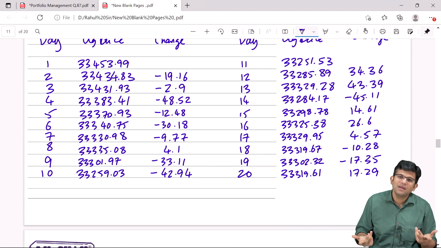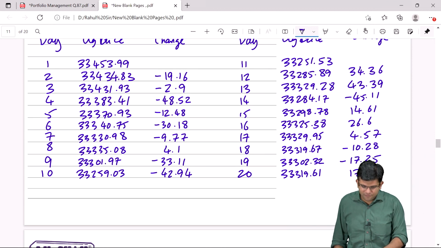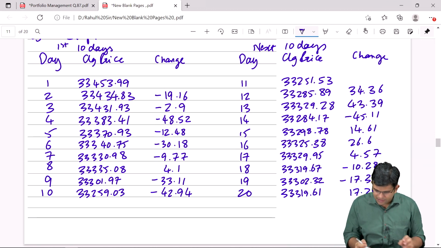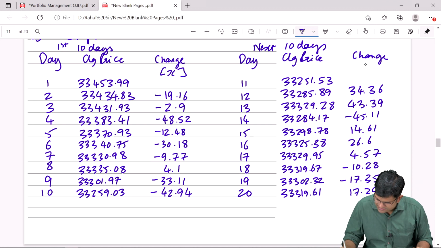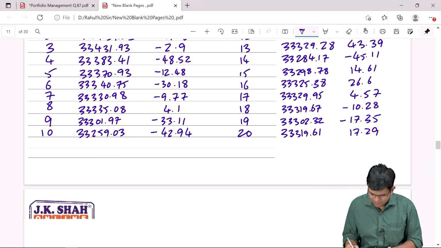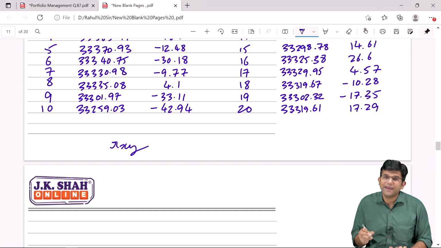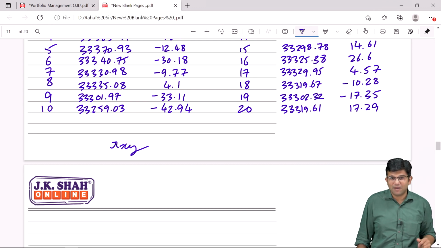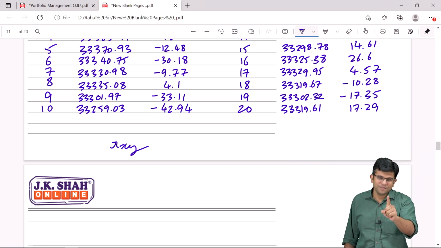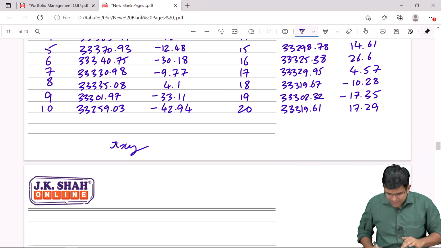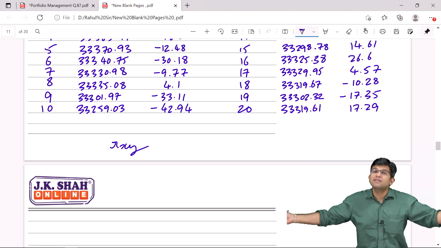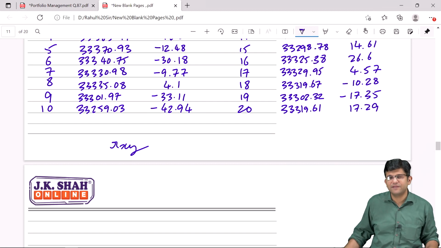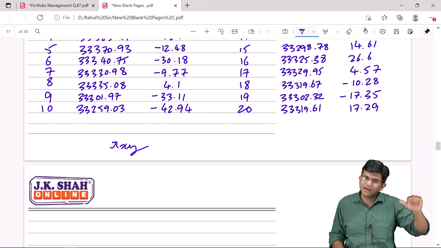Everyone clear? And that's what we have to do here. We will now calculate the correlation coefficient. We will consider this to be x and this to be y, and we will calculate rxy. If this rxy turns out to be zero, we will say that the markets are efficient. But if the rxy turns out to be near positive or negative, then we will say we can do trend analysis, and therefore the markets will be considered inefficient.